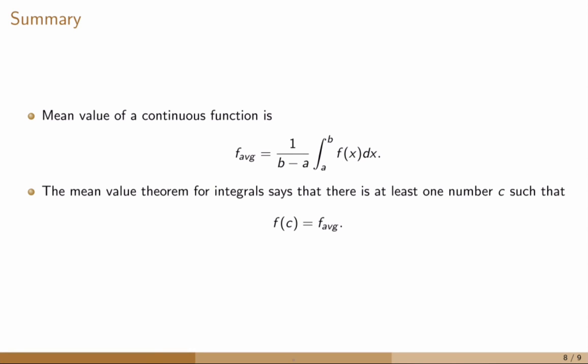A mean value of a continuous function can be computed as an integral, 1 over b minus a times the integral from a to b of f of x dx. And the mean value theorem for integrals says that there's at least one number c so that f of c is equal to f average.